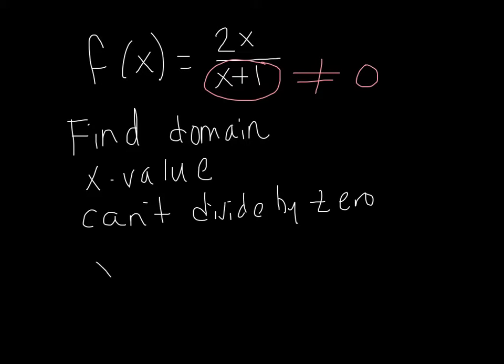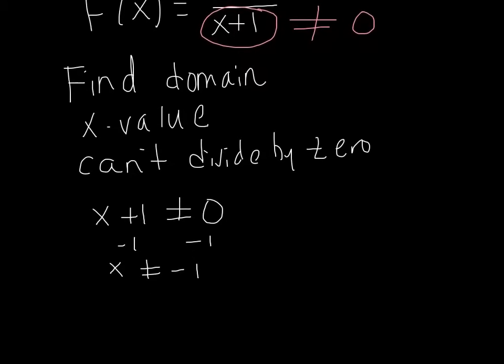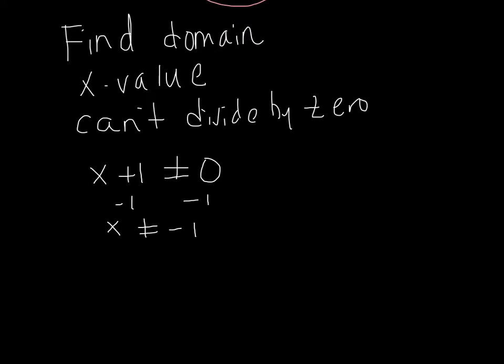So if I have x plus 1 cannot be 0, and I solve that, I have x cannot be negative 1. And that's the domain of this rational function. You can either leave it like that, and it's okay, it's sufficient to say what it cannot be, or you can change it to say what x can be.